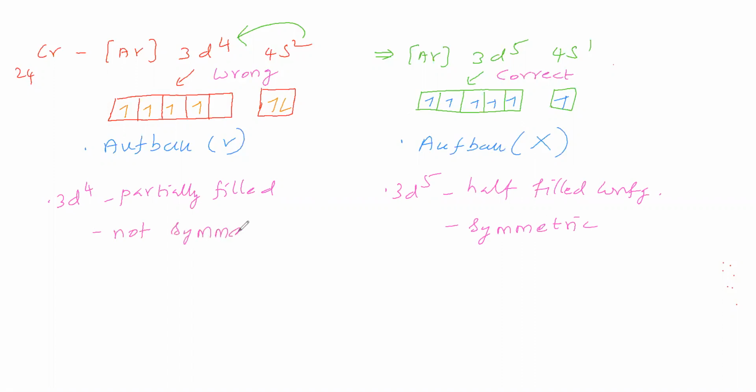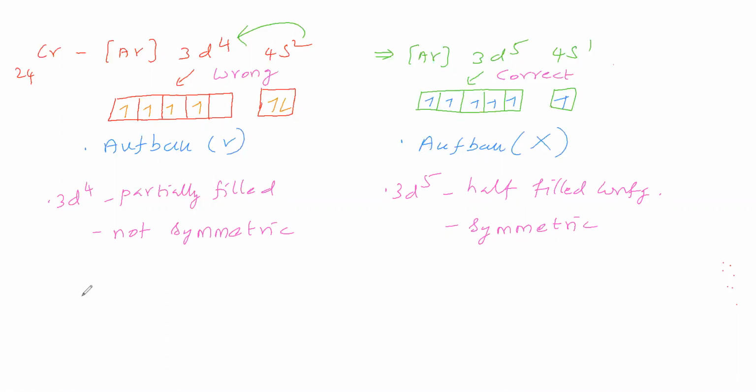Symmetric means stability is more, not symmetric means stability is less. So this configuration is having higher stability based on symmetry. This configuration is having lesser stability based on symmetry. It is not having symmetry, so lesser stability. It is having symmetry, therefore higher stability. So, like this we said.